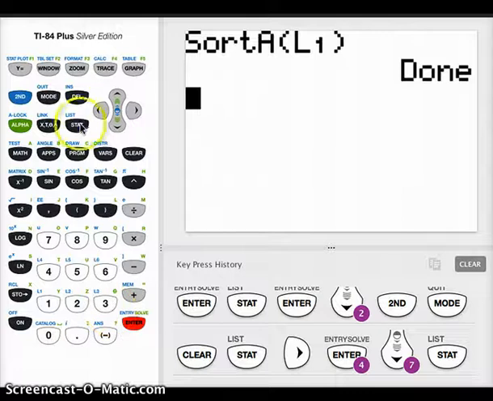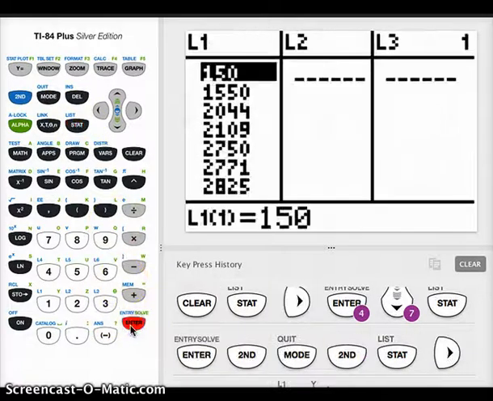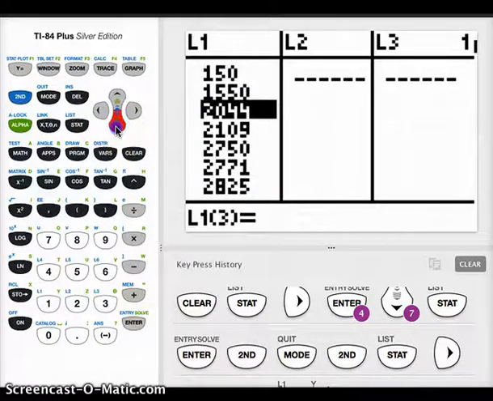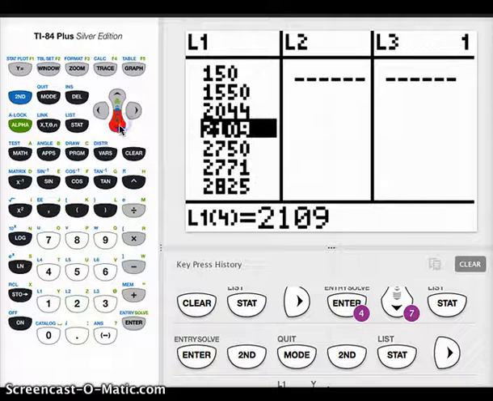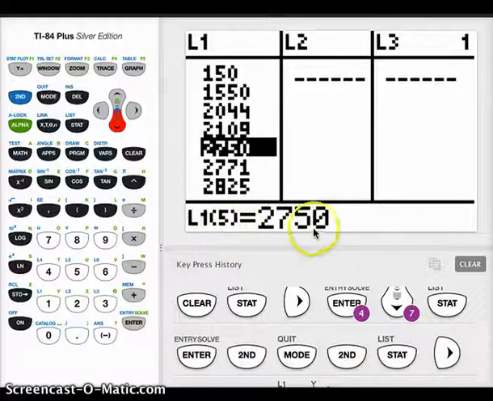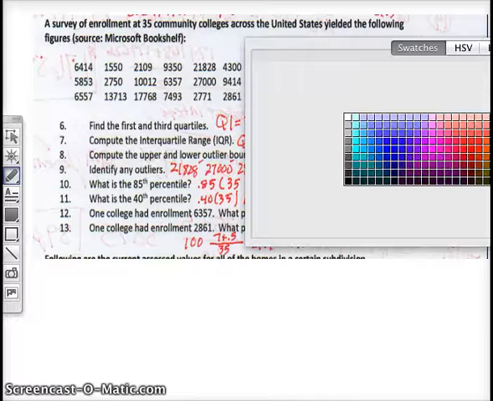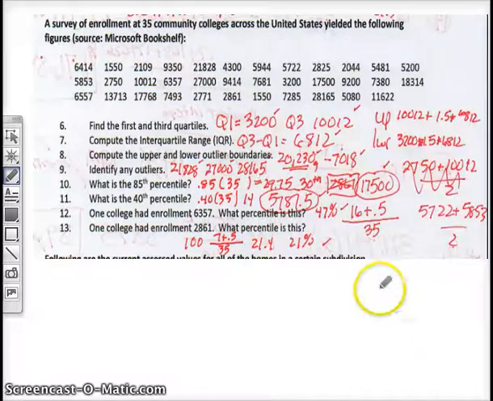Now, how do you know that? Go to your statistical editor and notice they're now in order. That's a real helpful thing to know. Remember, if you scroll down, you're seeing, for example, this means the fifth number is 2750. Folks, that's the good stuff. Okay, let's continue with our work here.